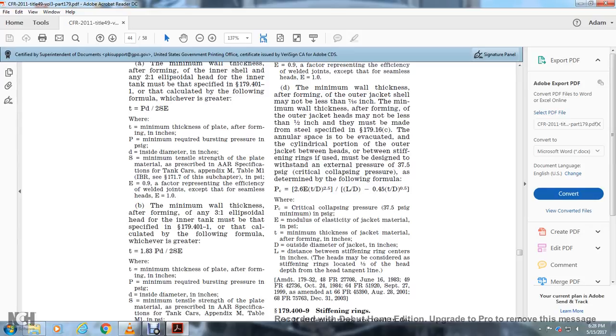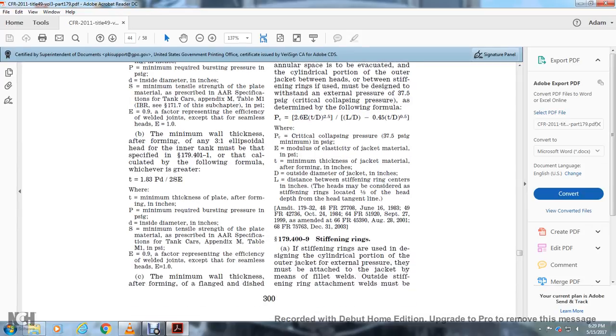PC is the critical collapsing pressure of 37.5 psi gauge minimum, and E equals modulus of elasticity of the jacket material in psi. T equals minimum thickness of the jacket material after forming in inches. D equals outside diameter of the jacket in inches. L equals distance between the stiffening rings center to center in inches. The heads may not be considered stiffening rings located in 1/3 of the head depth of the head tangent line.